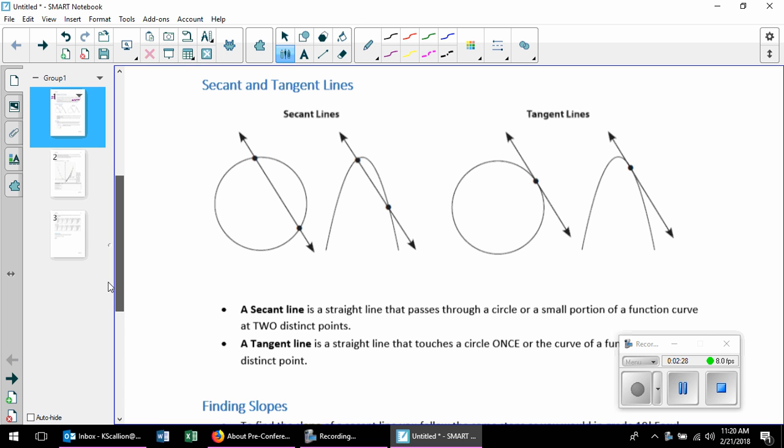Secant lines cross in 2 places. They touch the circumference in 2 places. And as you can see, they cut the circle, or they cut the curve. These are called secant lines. Tangent lines are a straight line that lies so close to a curve, but it only touches in one exact place.